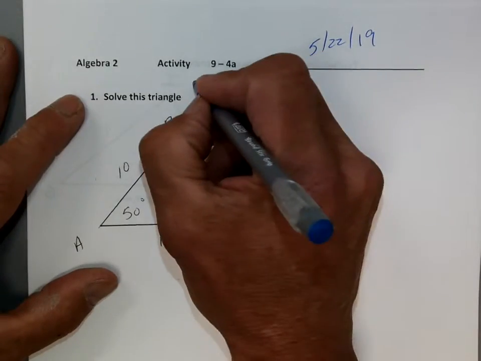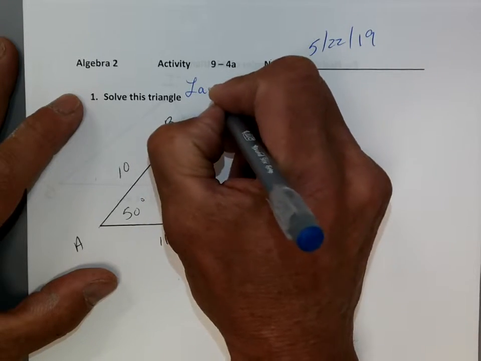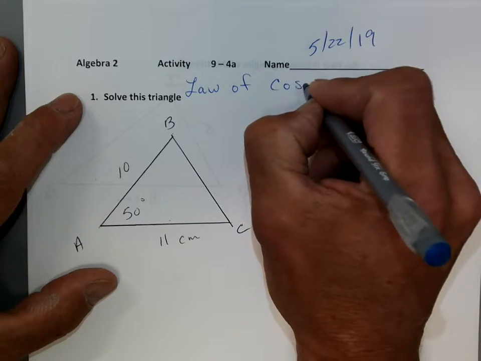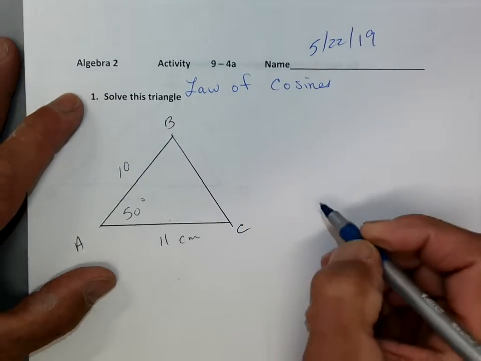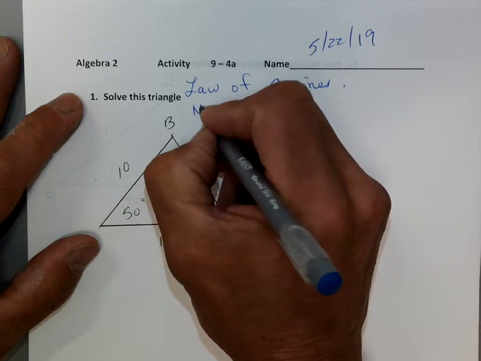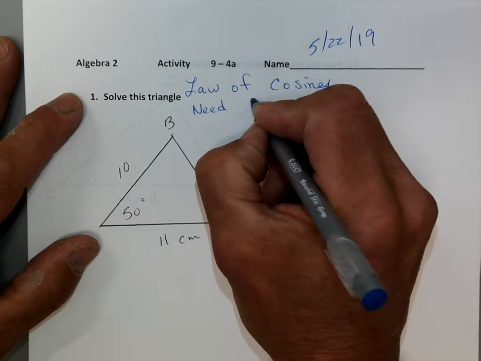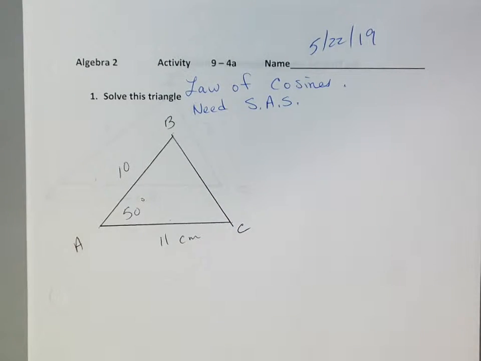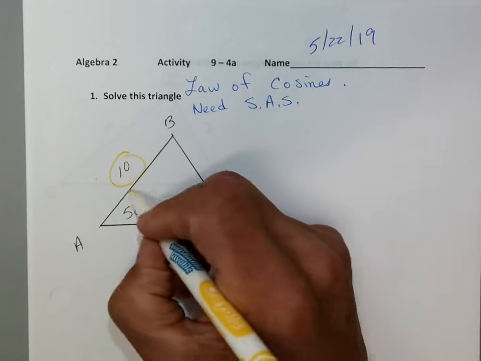So it's the law of cosines. So here's what you need. You need side, angle, side. And that's what we have. We have side, angle, side. Yeah, SAS. We've got a side, an angle, and a side.